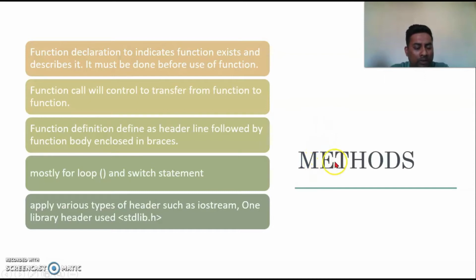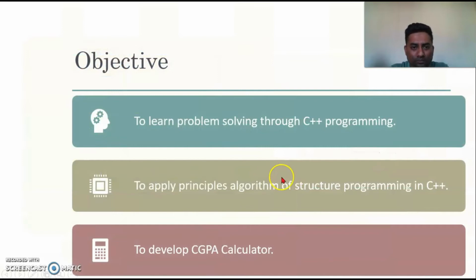In this project I will apply various types of header files, such as input output stream, and another one, and stdlib.h. These three objectives we will attempt to achieve. The first objective is to learn problem solving through C++ programming. The second is to apply principles of algorithm of structured programming in C++. The final one is to develop a CGPA calculator. So this is our final goal in this project.